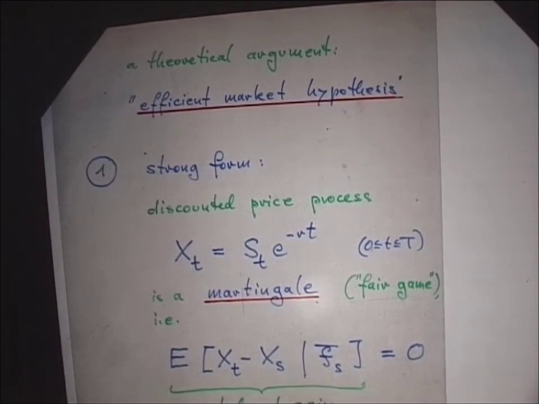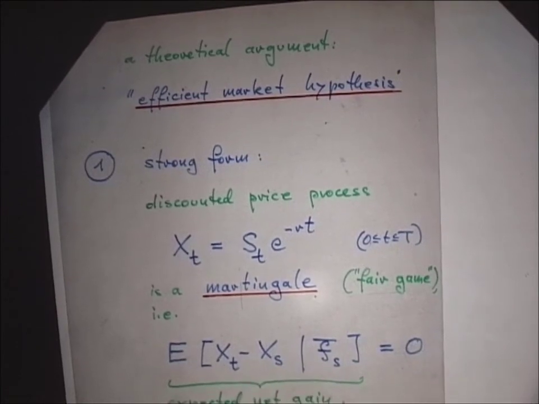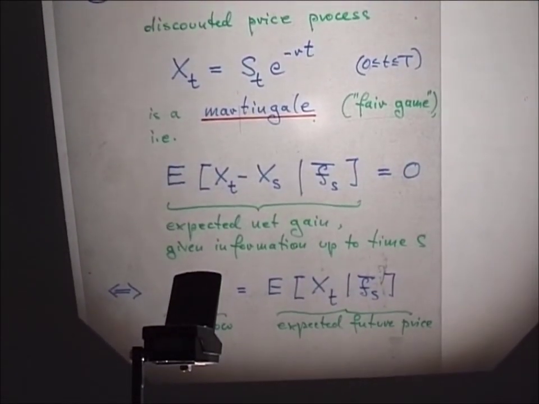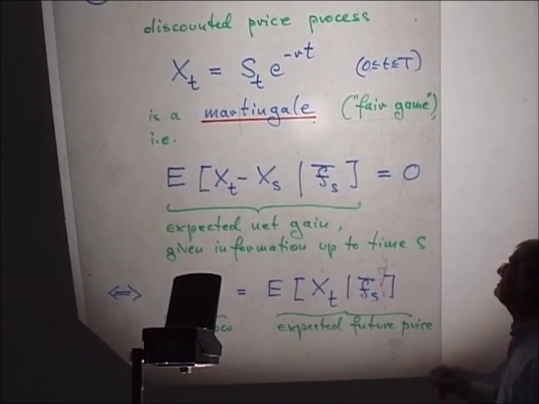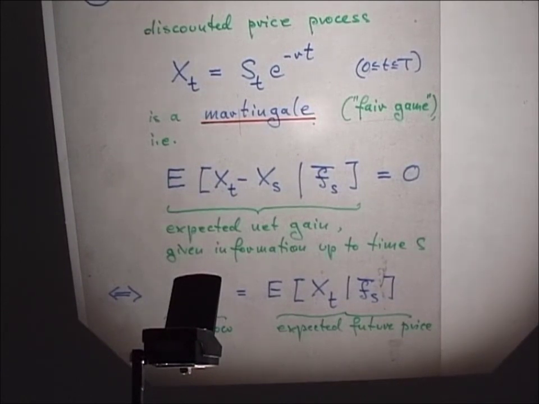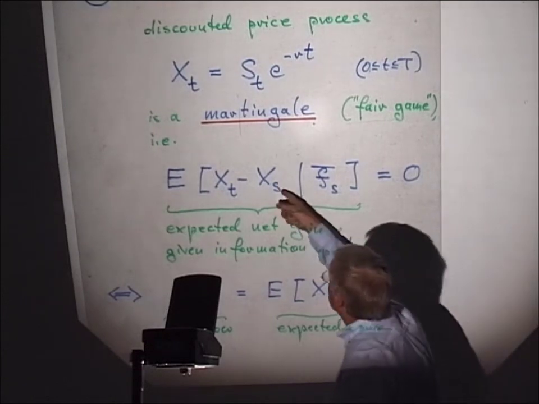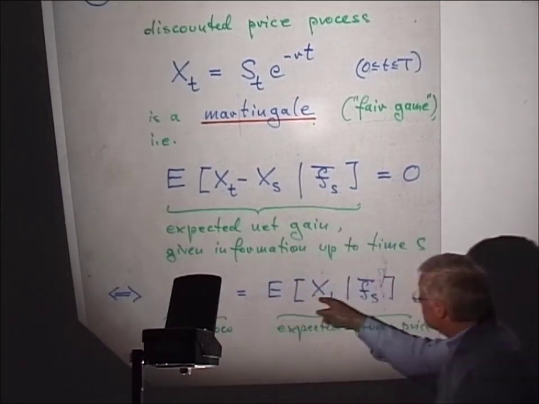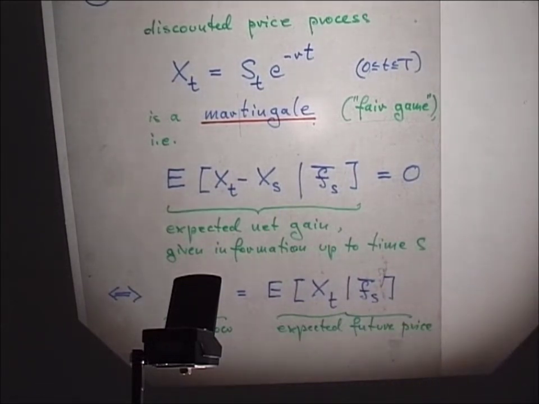And that means at each time, if you predict a future price increment, it should be zero. So the expected net gain given information up to time s should be zero. Sometimes it's also called, which would be a special case of this, the random walk hypothesis. There are books with the title A Random Walk Down Wall Street and things like that. Now, we can rewrite it in the following form. X_s is equal to the conditional expectation of some future price.